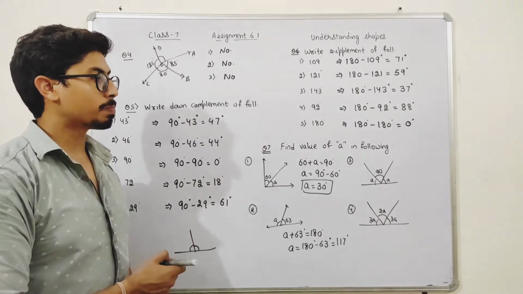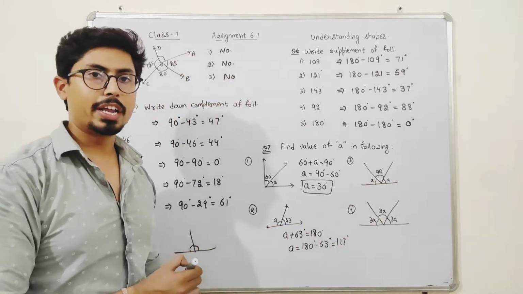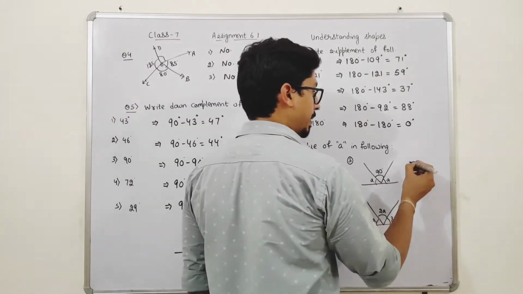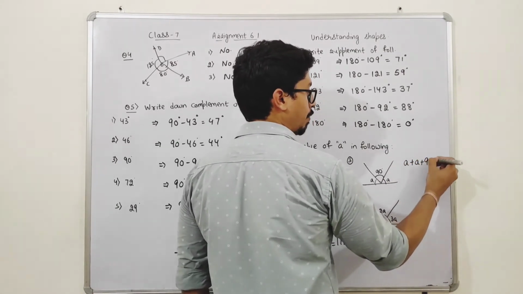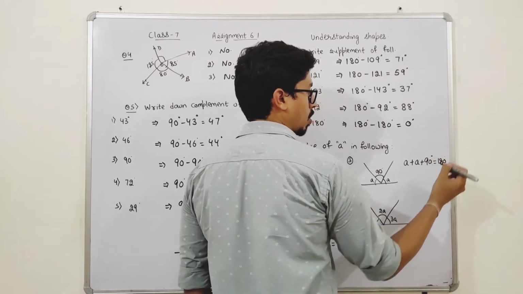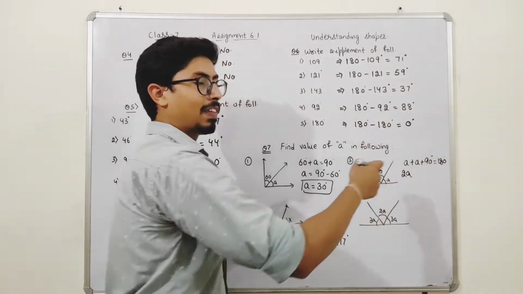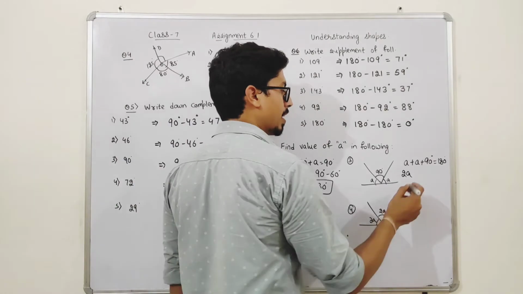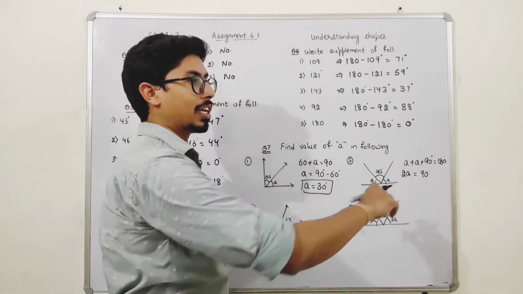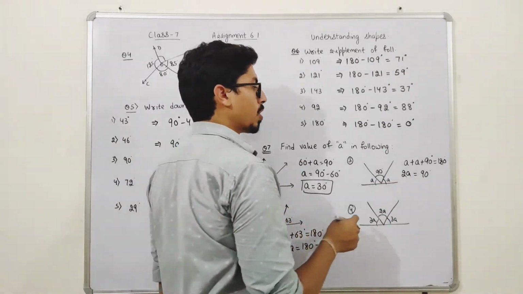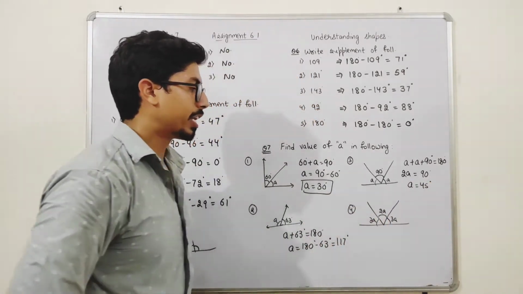Now students, in our next part, this is a straight line. So this complete angle will be 180 degree because of linear pair. So A plus this A plus this 90 degree will be 180 degree. A plus A, 2A. 90 is positive. When it goes here, it will be in subtraction. So 180 minus 90 will be 90. Now 2 is in multiplication. When it goes to the right hand side, it will be in division. So 90 divided by 2, so A will be 45 degree.